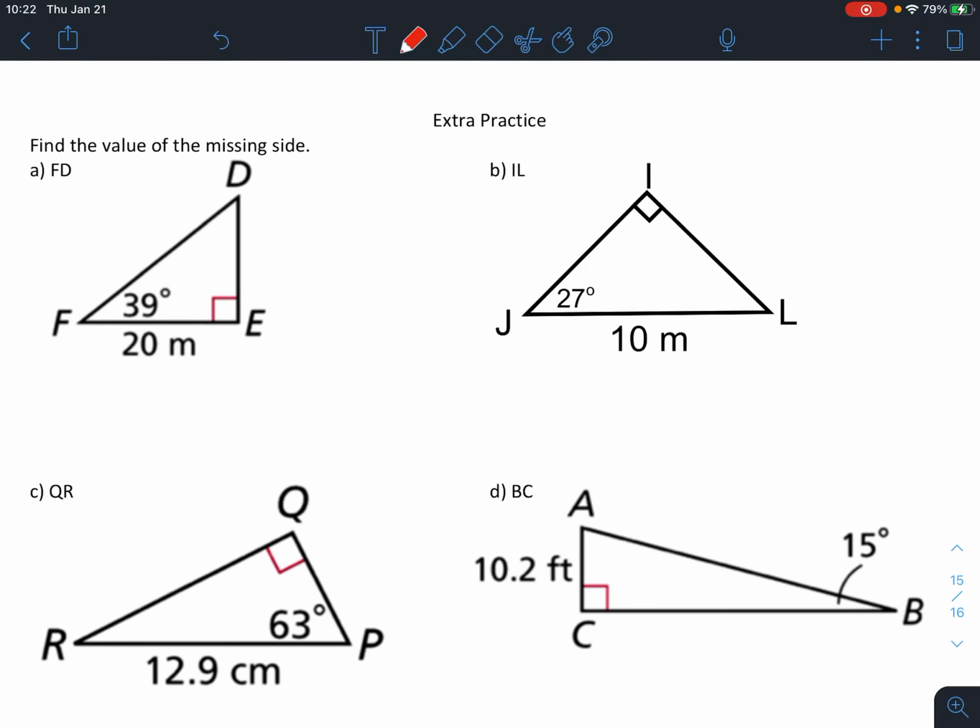All right, there are 7 practice problems I would like you to try. You can pause the video, and when you come back, you can check your answers on these 7 problems.